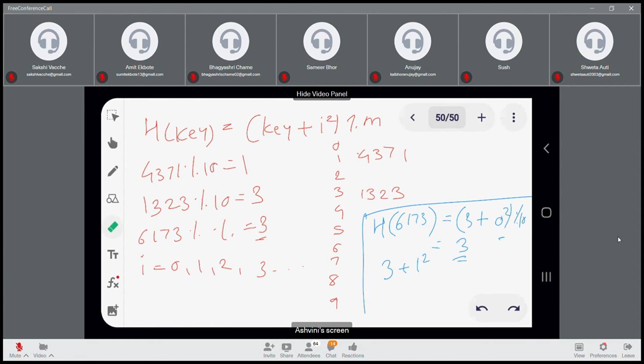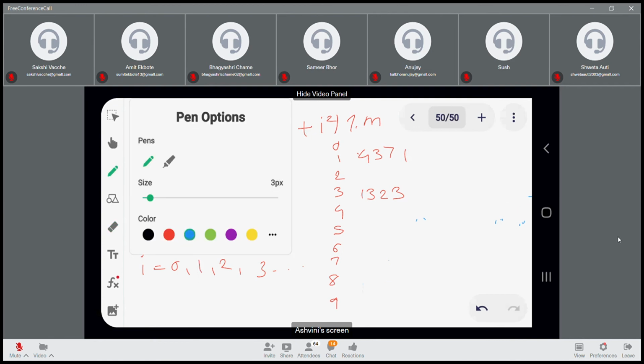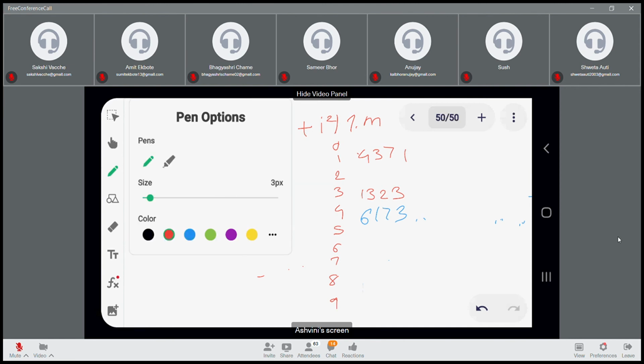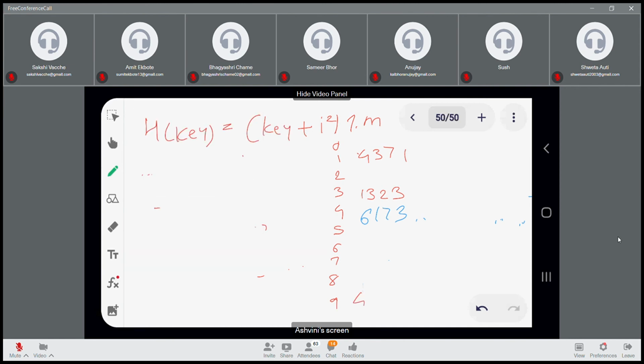Yes, ma'am. Okay. So I'm going to place this number, that is 6173, at index 4. Now after this, next number is 4199. 4199, index 9 is empty. So you can place 4199 directly at index 9.